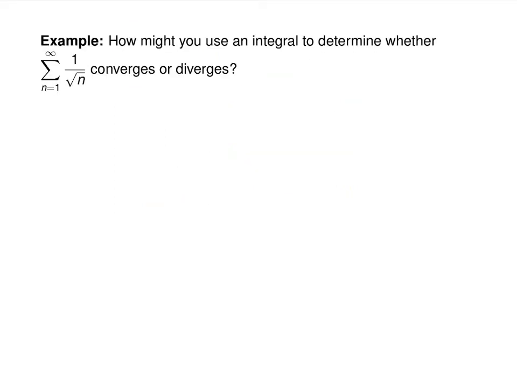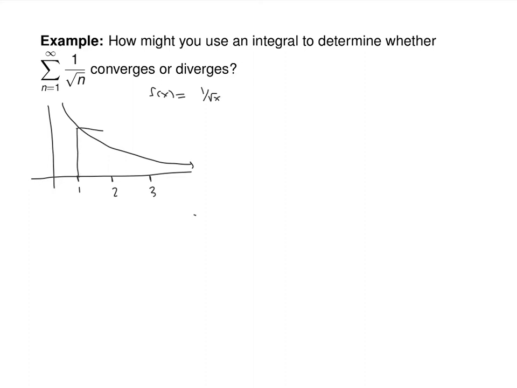So how might we use an integral to determine whether or not this sum converges or diverges? We set up a similar picture, and it looks awfully similar to the previous picture, it just doesn't decrease as quickly. So there's the function f of x equals 1 over root x. And here's 1, here's 2, here's x equals 3. This time, instead of doing right sums, we find the left sum. So there's an overestimate.